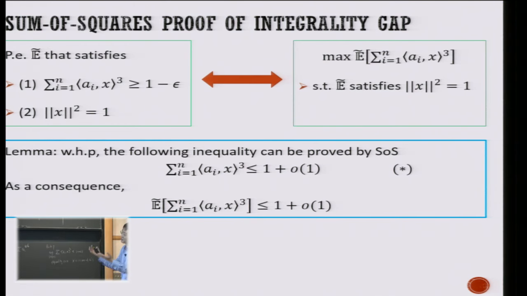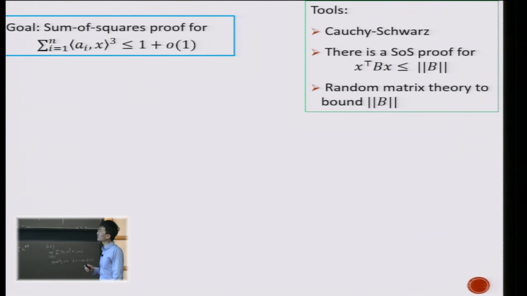Then you are done, because you can safely take pseudo-expectation over both sides. Right, so our goal is to just show inequality star by sum of squares. Let's have a brief sketch of what kind of proof you want to use for proving sum of squares.